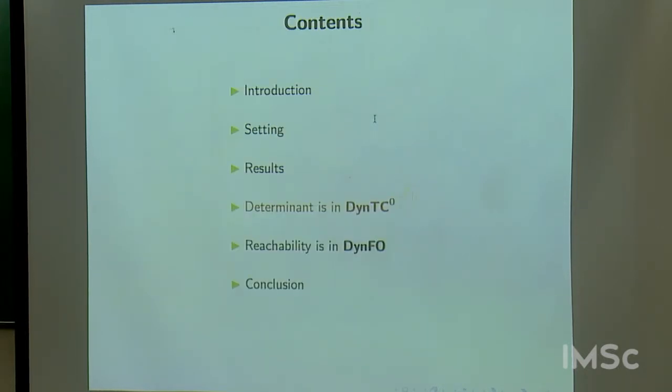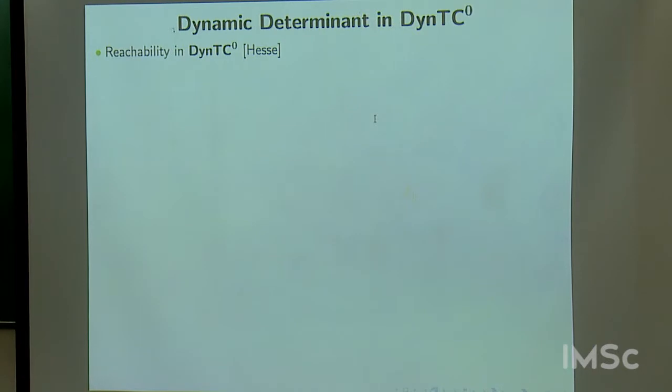So determinant is in DIN TC0. Here we went from reachability to the determinant. Hesse had proved that reachability is in DIN TC0, and we just took the proof and saw that it generalizes to the determinant using ideas from Mahajan and Vinay.